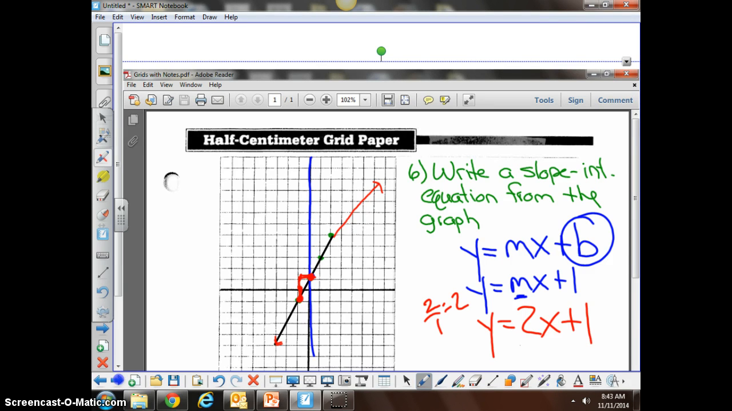It says write a slope-intercept equation from the graph. Your variables are x and y that you're leaving, because you're plugging in numbers for x in order to get numbers for y, or inputting numbers for the input to get the output, or the answers for y.